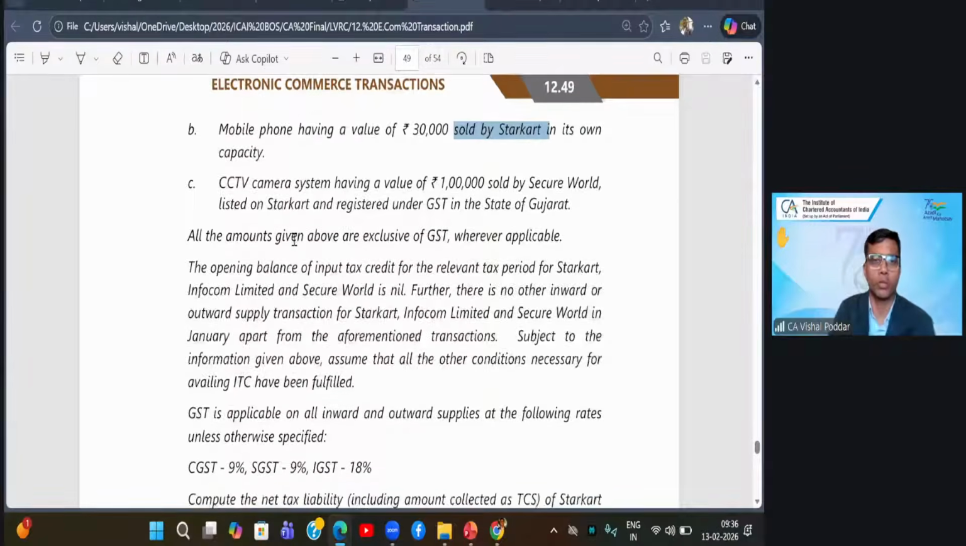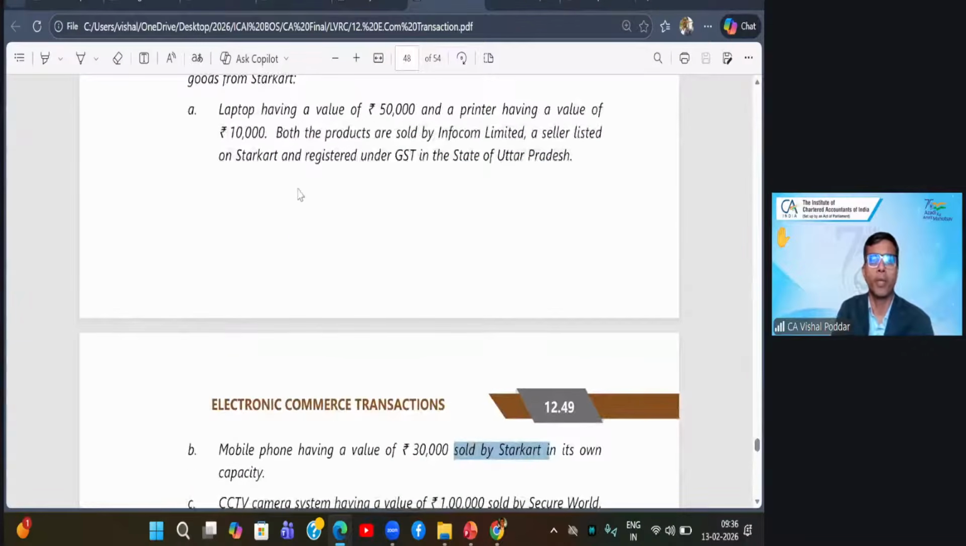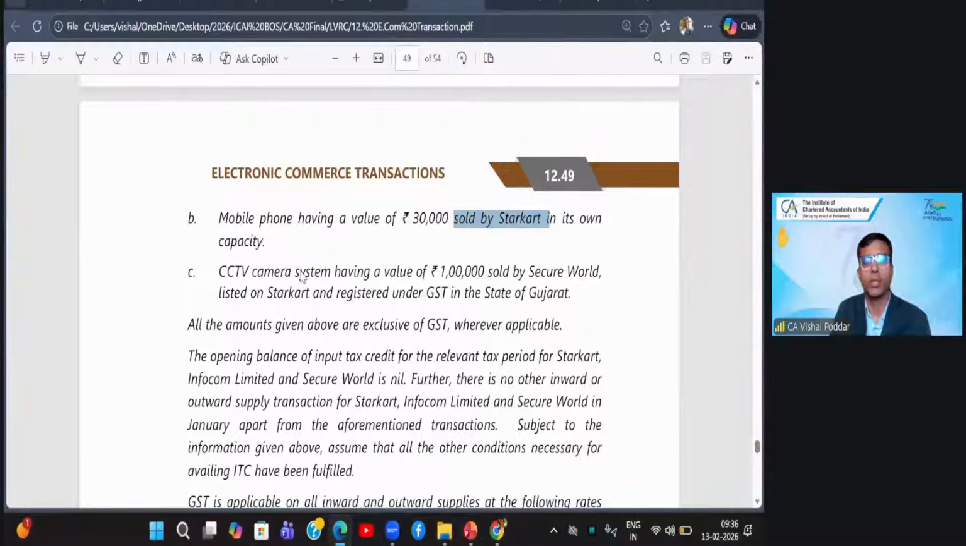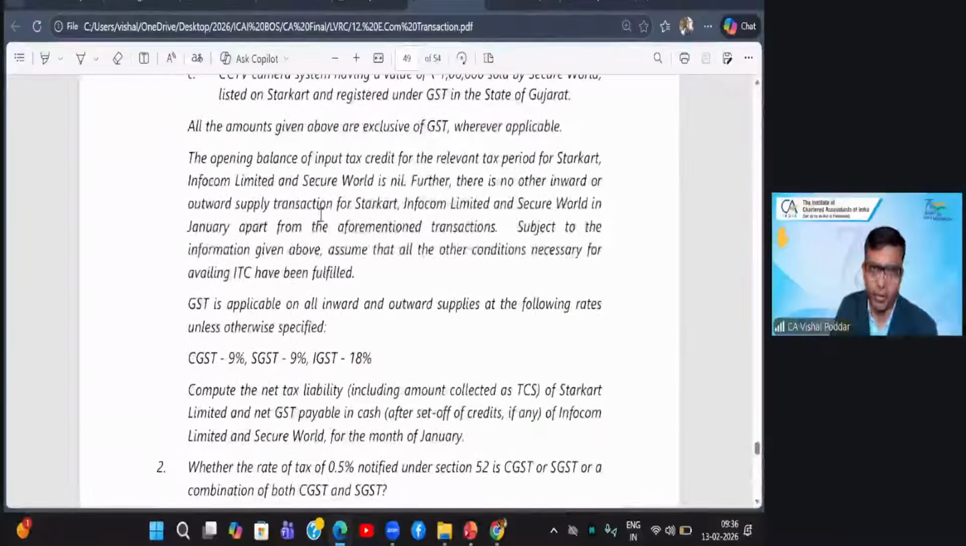Now let us go to what is the question. So till now we had a lot of data given. Firstly, the business model was given, and then these three sales are given. One sale of laptop, another sale of mobile, and third is sale of CCTV. Out of these, this sale of mobile phone is the goods belonging to the e-commerce operator itself.